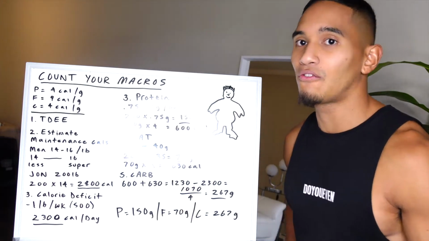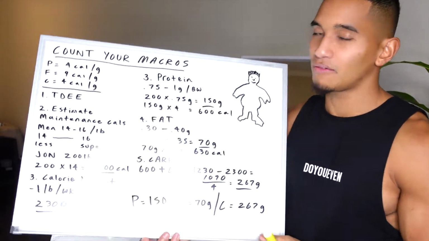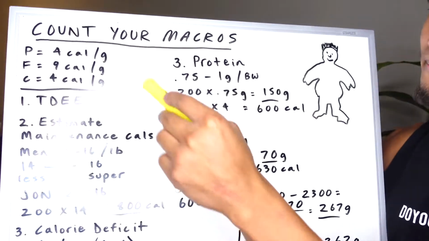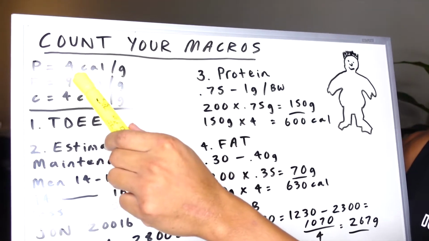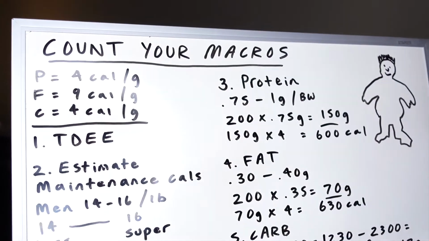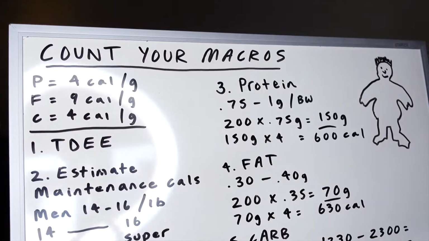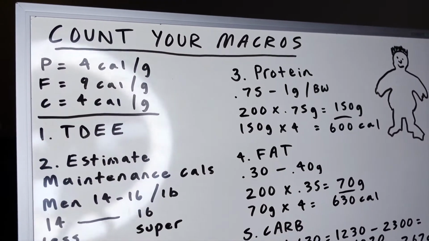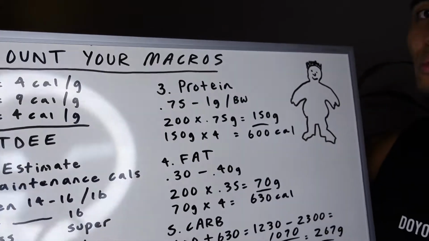Alright, so the formula that we're going to use here is for the three factors: protein, fat, and carbs. For protein, keep in mind that there's 4 calories per gram. For fat, there's 9 calories per gram. And then for carbs, there's 4 calories per gram. Alright, we're gonna use those numbers in a minute.